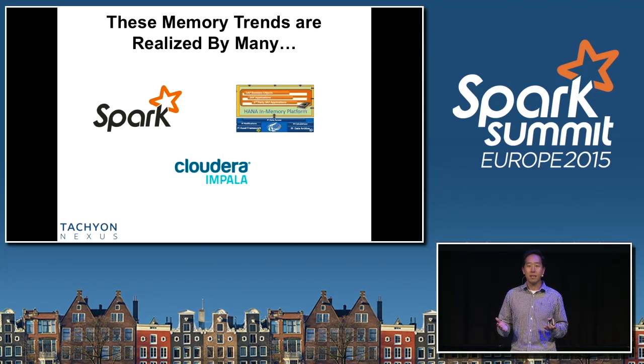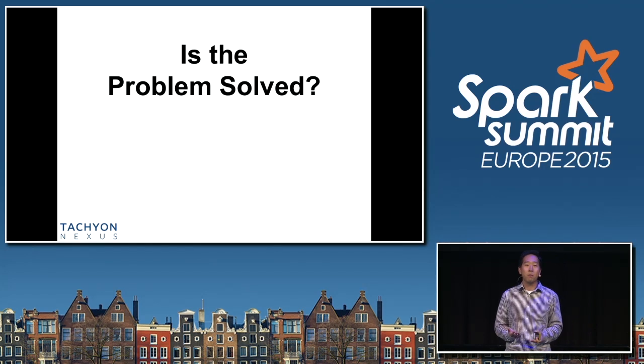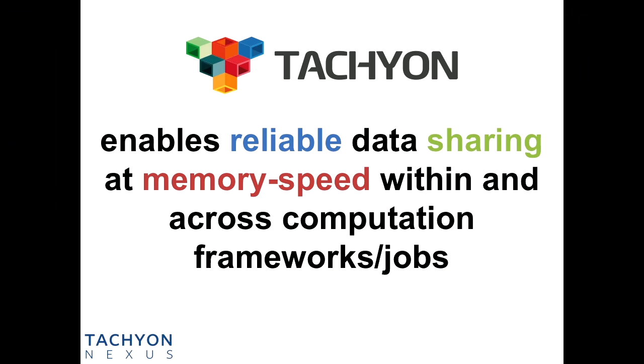And this is not a secret trend. Systems have already taken advantage of this. Obviously Spark is, and there are other systems out there as well that are taking advantage of this trend of memory. So maybe this problem's already solved, because we already have systems that deal with memory. However, we think we're missing a memory-centric solution for the storage layer. And that's where we think Tachyon can really fit in.